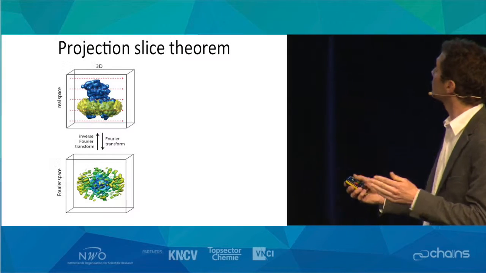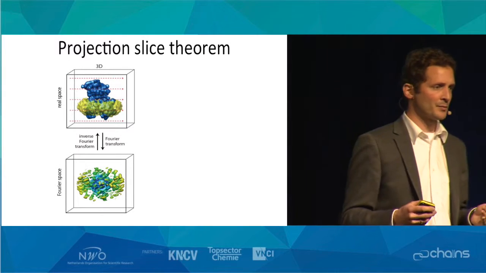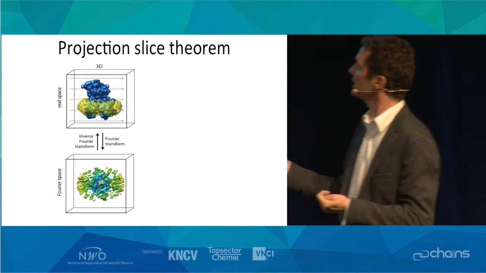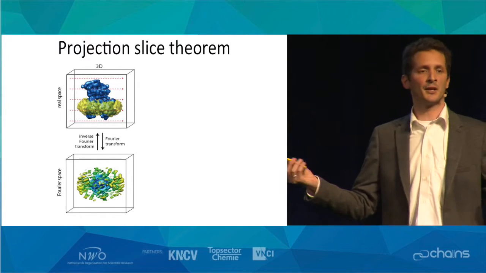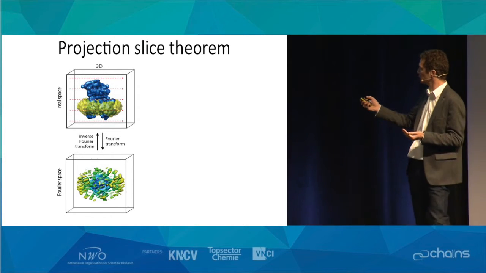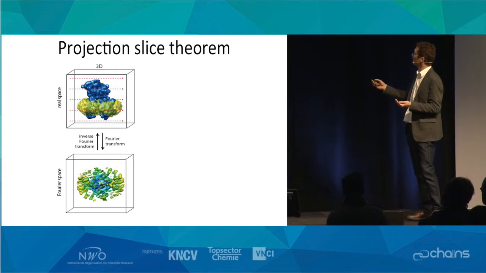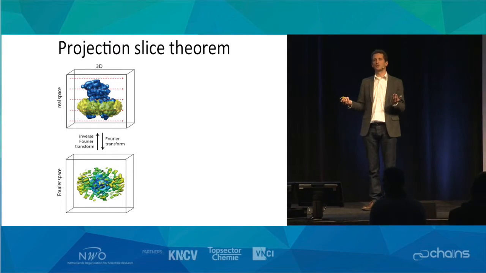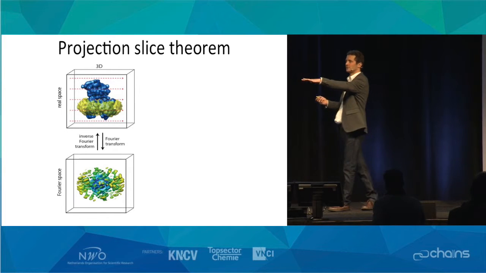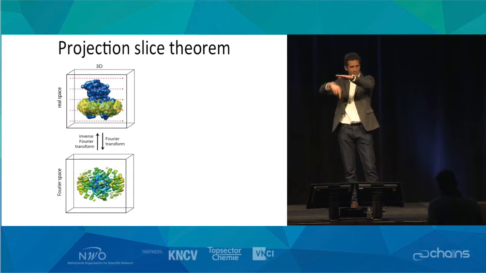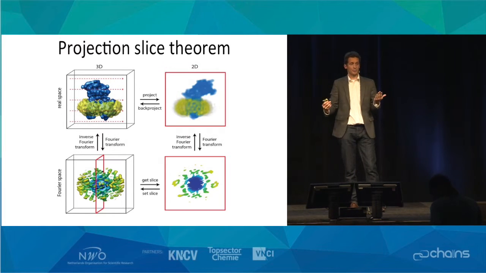The way that works is perhaps best explained through the projection slice theorem. This will be the only theorem I will explain today. If you have a three-dimensional object, you can calculate the three-dimensional Fourier transform, just a simple mathematical operation. You could go back and forwards. Now, in the microscope, we calculate what's called X-ray projections, because it's very much like sticking your hand in an X-ray machine in the hospital, in that the electrons go through the macromolecular complex and you get a true transmission picture.